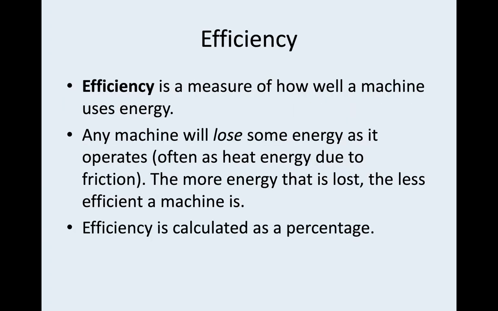And that's where efficiency comes in. Efficiency is a measure of how well a machine uses energy. All machines will lose some as they operate. We've got heat being lost to friction. We're okay with that, but we need to know how much. Efficiency is always calculated as a percentage. You see in the formula that's why at the end we times by 100. It's always a percentage, never a decimal, and it's never going to be more than 100. I can't be 120% efficient. Where's that 20% coming from? You can only do 100%, and even that is very rare.